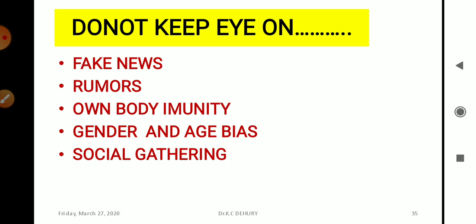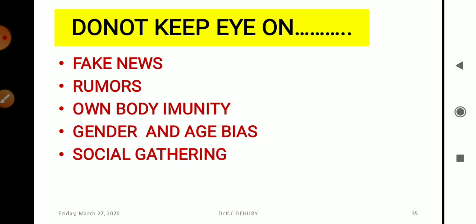Another thing: never overestimate your own body immunity. Someone says, I have a lot of strength, I am a very strong person, I will not get corona. No, you should not. Corona is a very dangerous disease. It does not obey anybody or anybody's immunity. Means don't overestimate your body immunity.